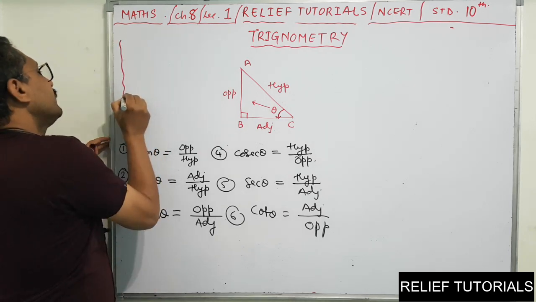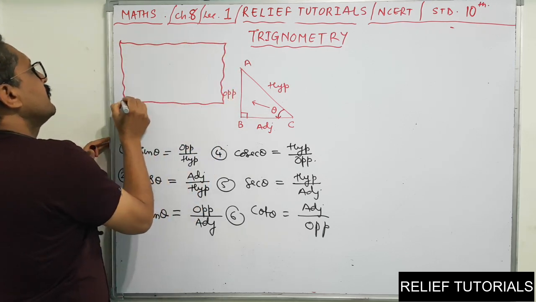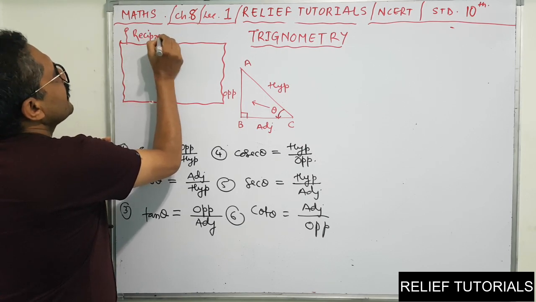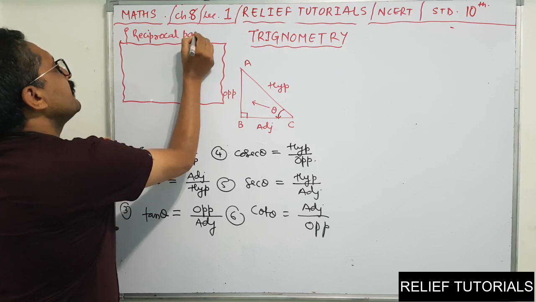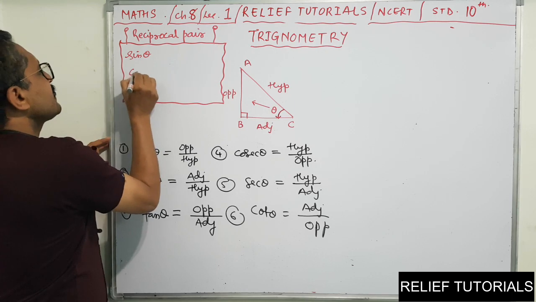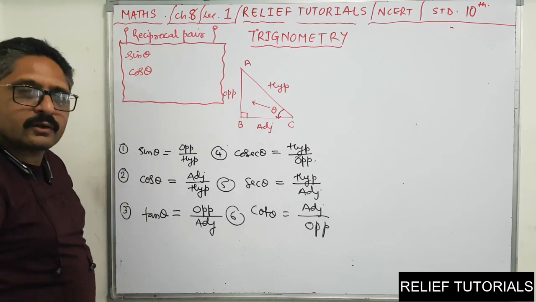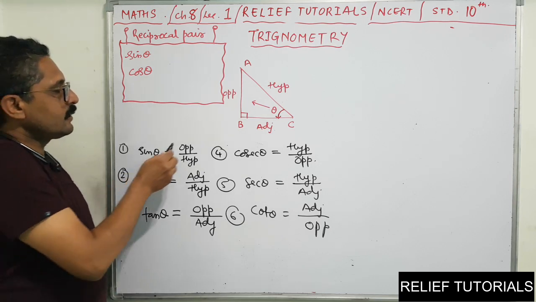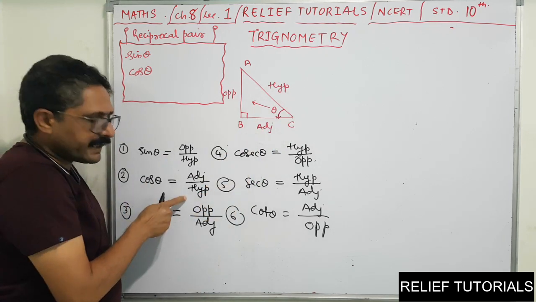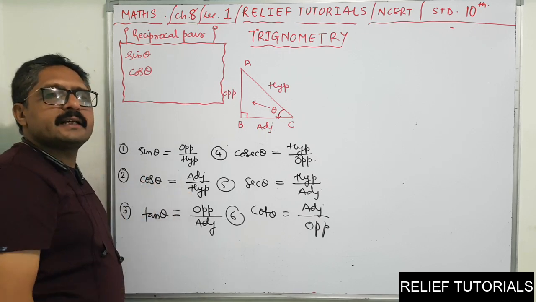So moral of the story, I will write one page here. That is called the reciprocal pair. So sin theta first, second one is cos theta. These are the two basic ratios, sin theta and cos theta. Sin is opposite upon hypotenuse, cos is adjacent upon hypotenuse. In both cases, hypotenuse is the denominator. These are the two basic ratios.